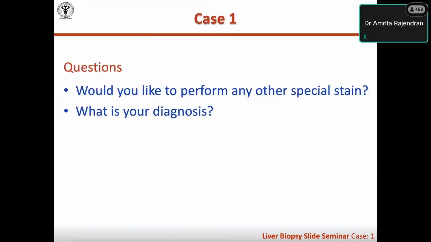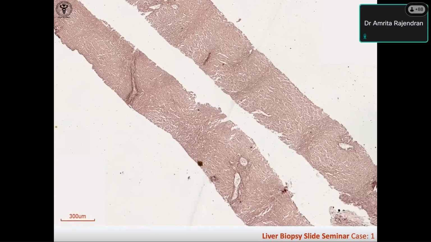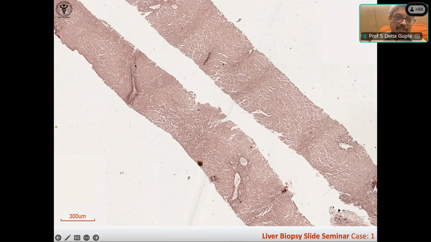Or... Dr. Anshu has written Orcein. Why Orcein? Okay, Anshu. Oh, yes, okay. Yeah, you're right. You have to do Orcein stain. See, Orcein here, it is present in the portal tracts, but not in this area. If it was fibrosis, it should have been seen here. Not there. So therefore, that is what we thought of as bridging necrosis.